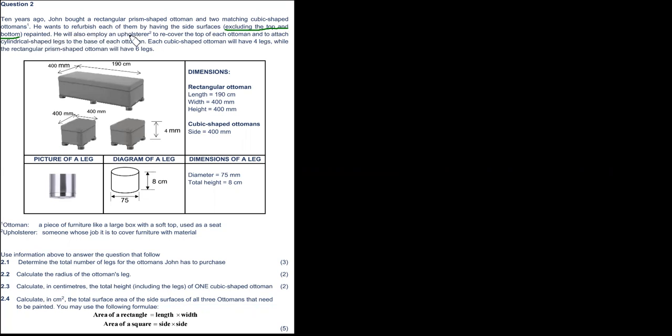He will also employ an upholsterer to recover the top of each ottoman and to attach cylindrical shaped legs to the base of each ottoman. Each cubic shaped ottoman will have 4 legs, while the rectangular prism shaped ottoman will have 6 legs. So always mark the keywords, highlight key things. So here is going to be 4 legs, but here is going to be 6 legs.